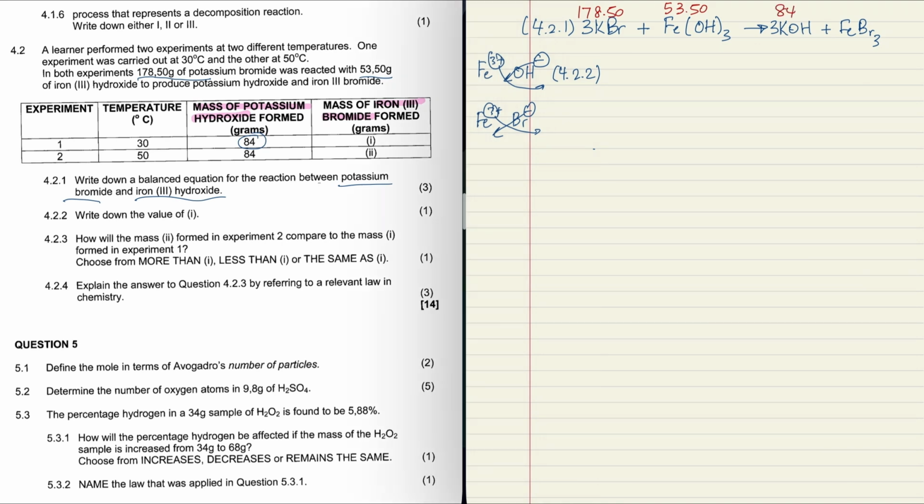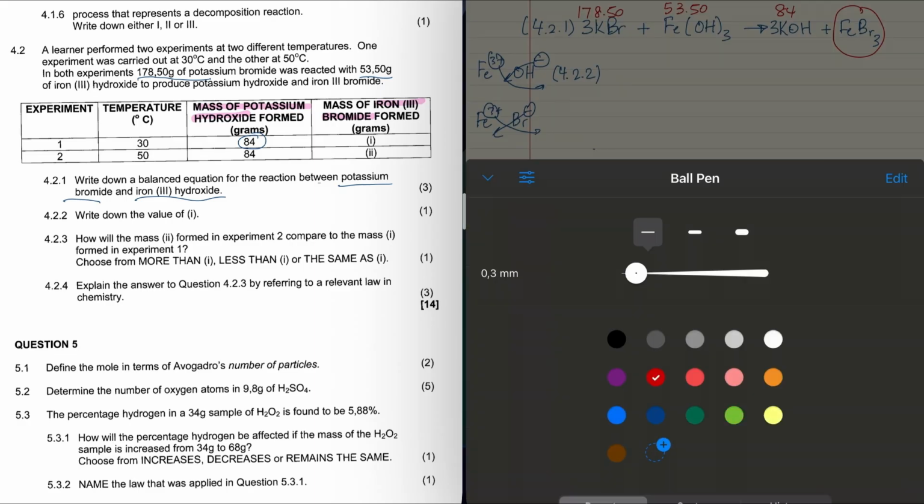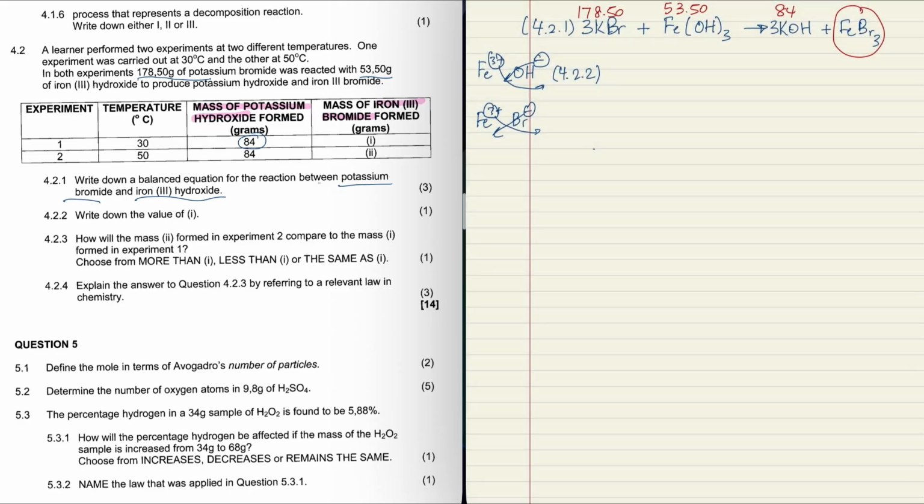To solve for the mass of the iron 3 bromide, all we have to do is make sure that the masses are equal on both sides. So 178.5 plus 53.5 is going to equal 84 plus, let's call that x. Now we can solve for x. X is going to equal 148 grams, which is I. I is 148 grams.